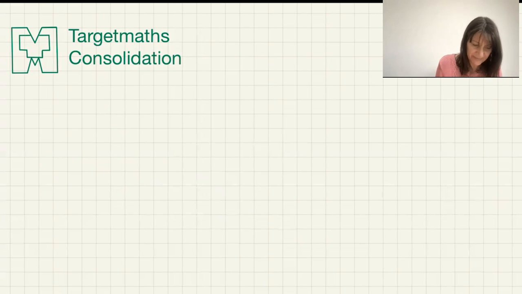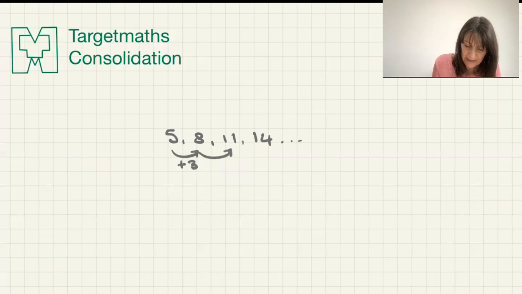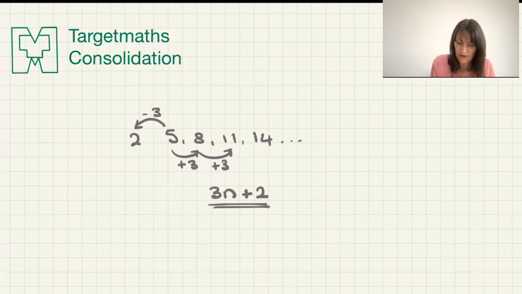Next question. So we've got the sequence 5, 8, 11, 14, on and on it goes. Please write me the nth term. Okay, so it's going up 3 every time. So it's 3n. Now, if we do it backwards, minus 3, we end up at 2. That's positive 2. And that's the final bit to the nth term, 3n plus 2.